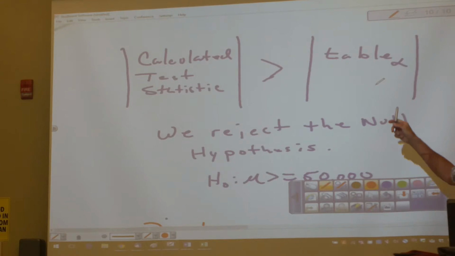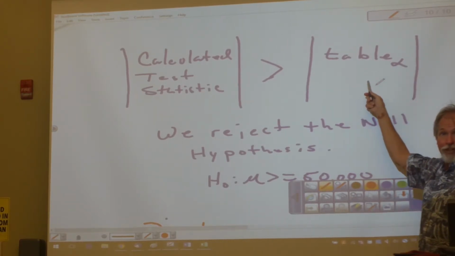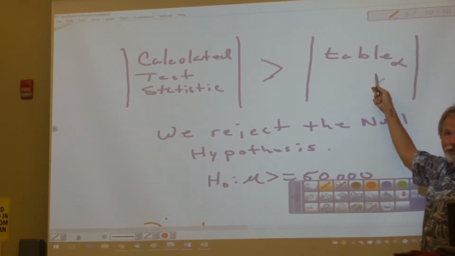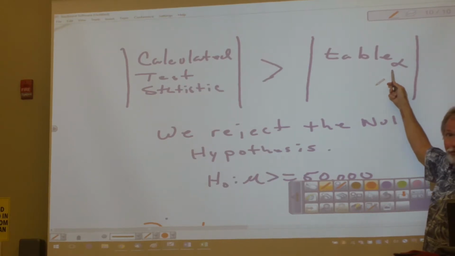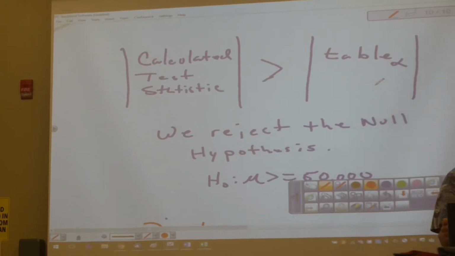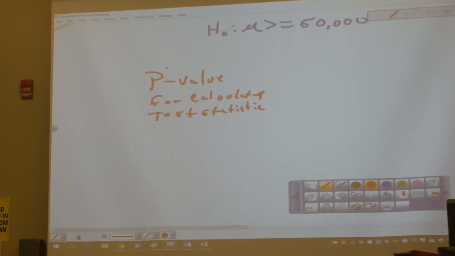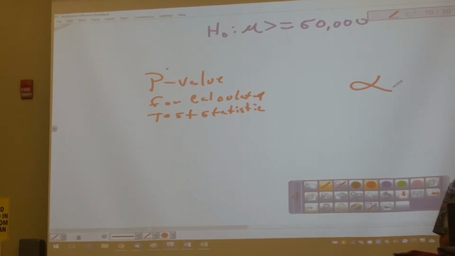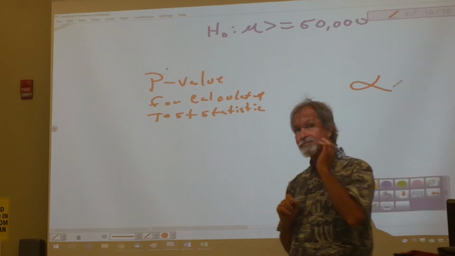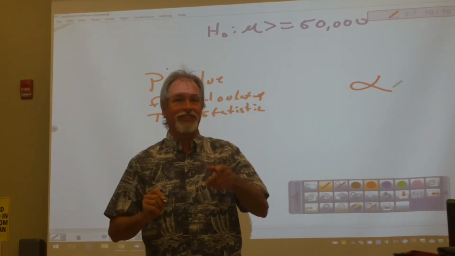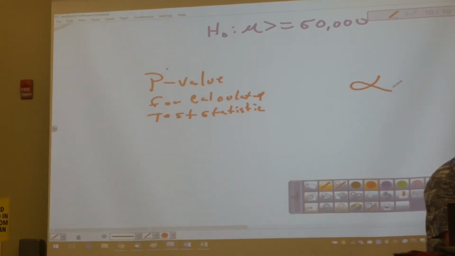Now, where does the table value come from? It comes from the known alpha. So I can actually compare the p-value to alpha. And this one is just the opposite. If the p-value is less than alpha, I make the same decision.